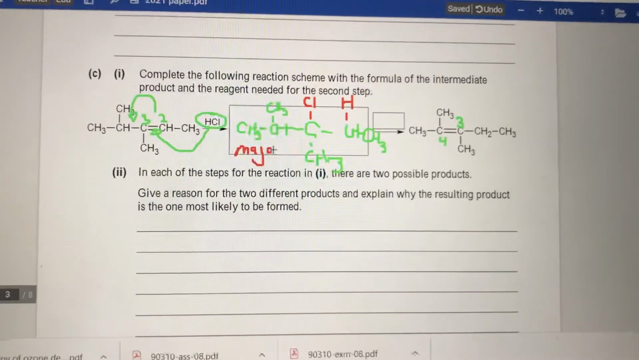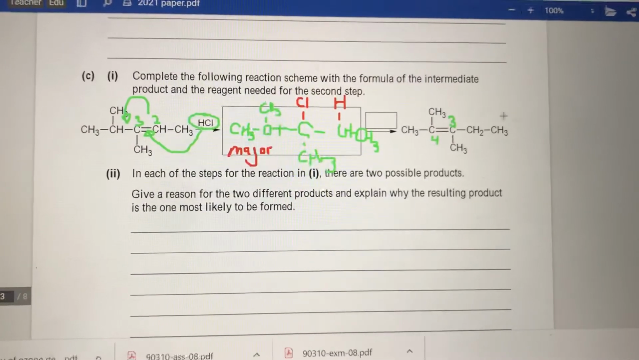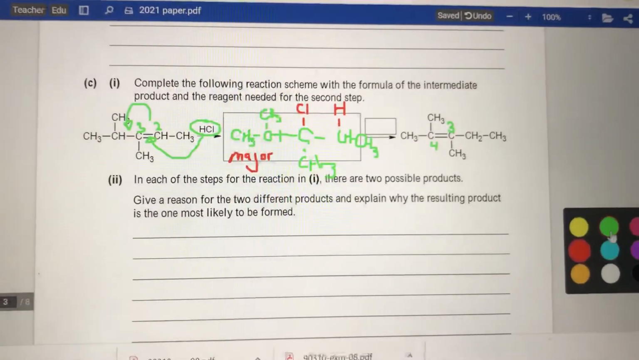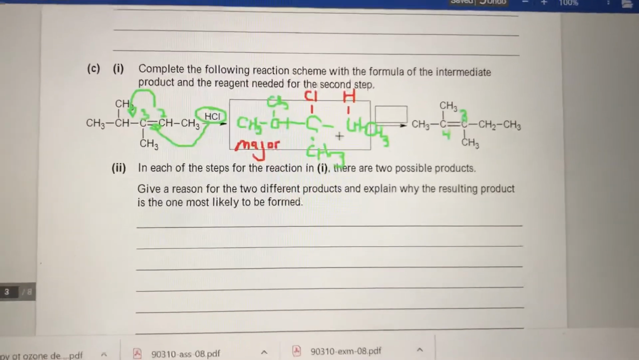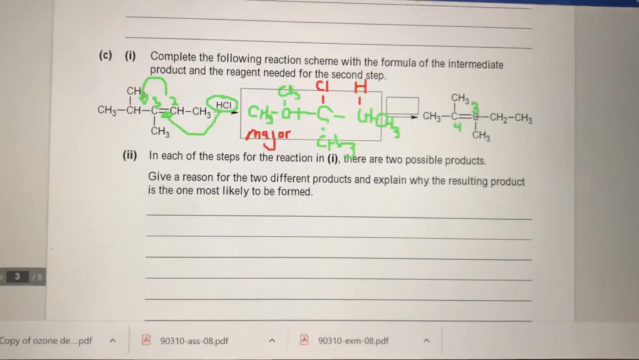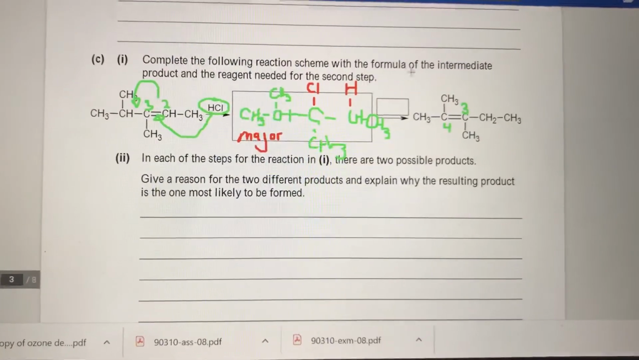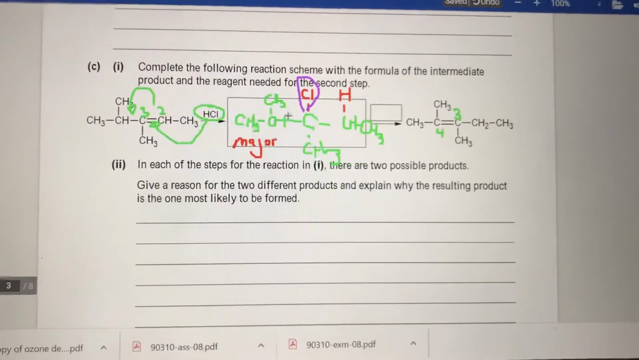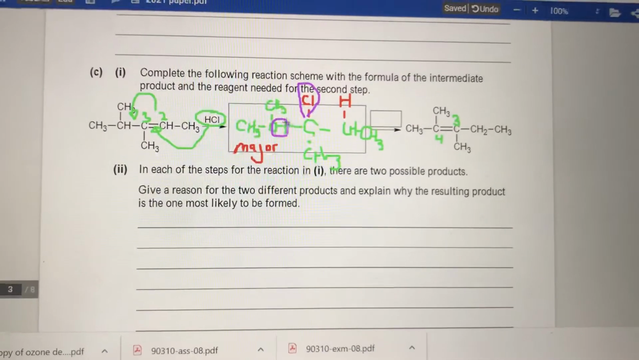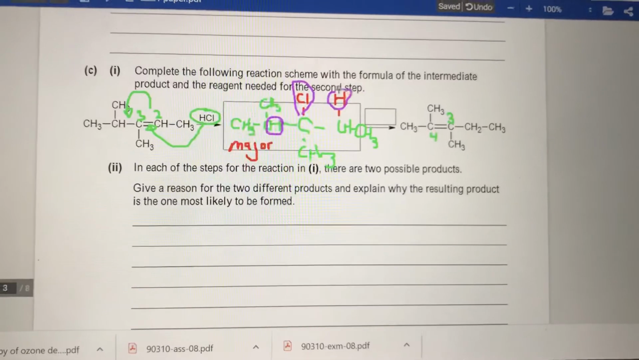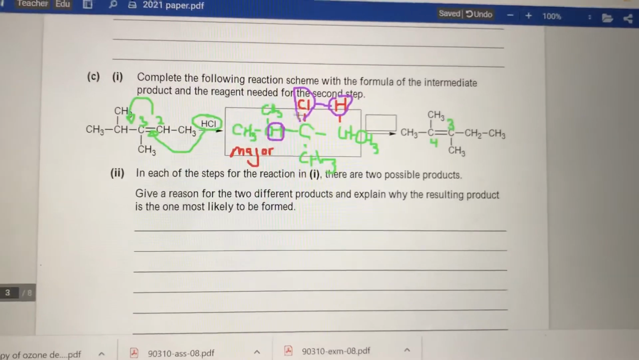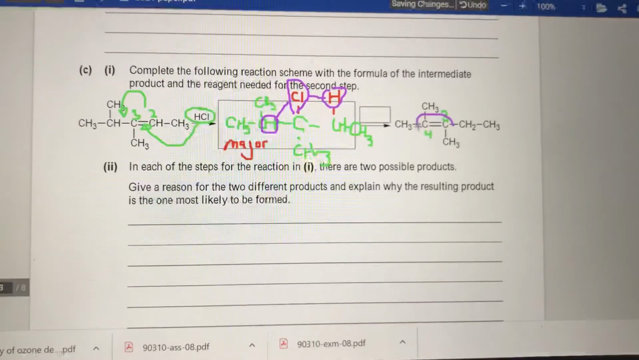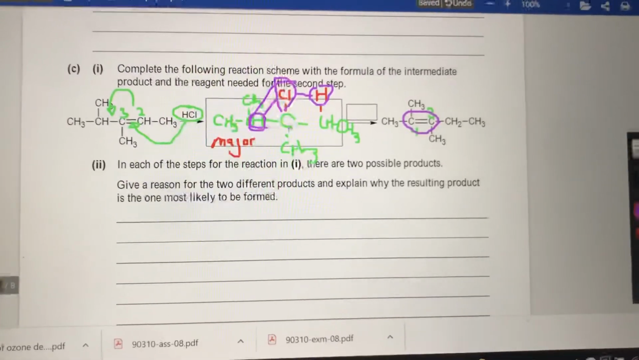Now, how do we then go to this substance here? So if we remember, I'm just going to use a different colour here, we're going to then need to eliminate. So we're going to eliminate here, and when we eliminate, we remove the functional group and the hydrogen from an adjacent carbon. So we can either remove these two or we can remove these two. And obviously if we want the double bond to be here, it's these two.